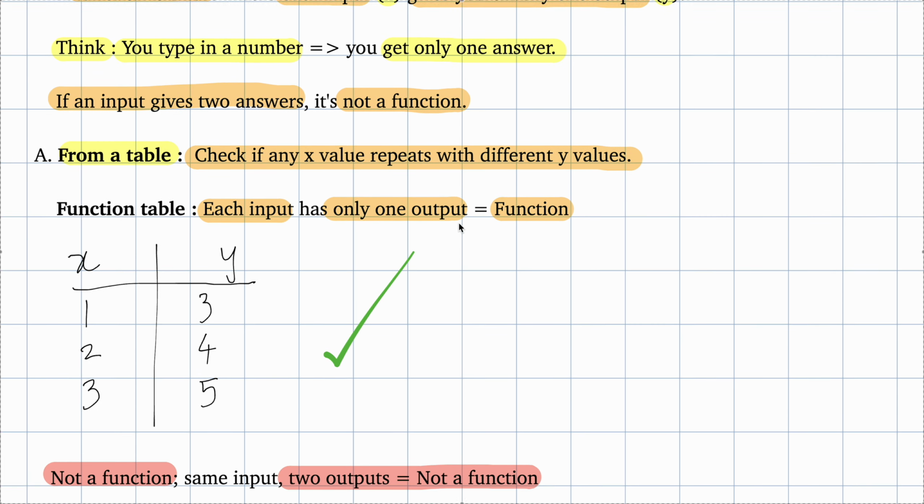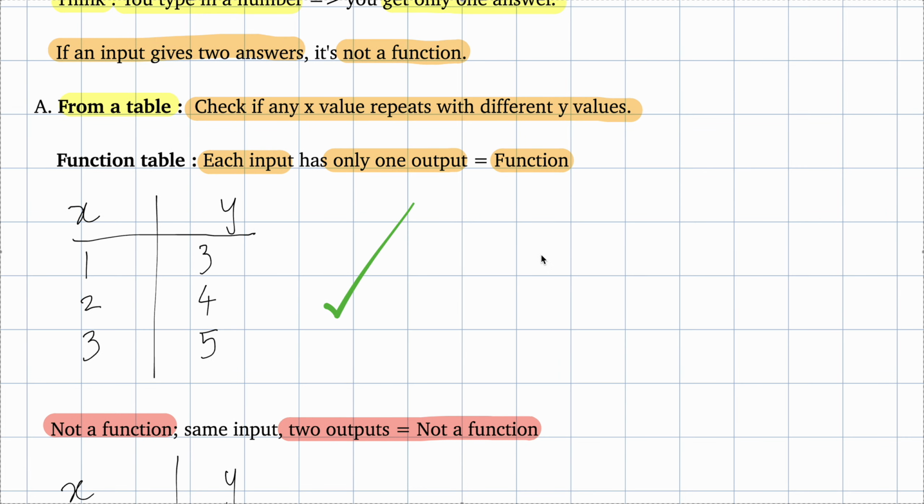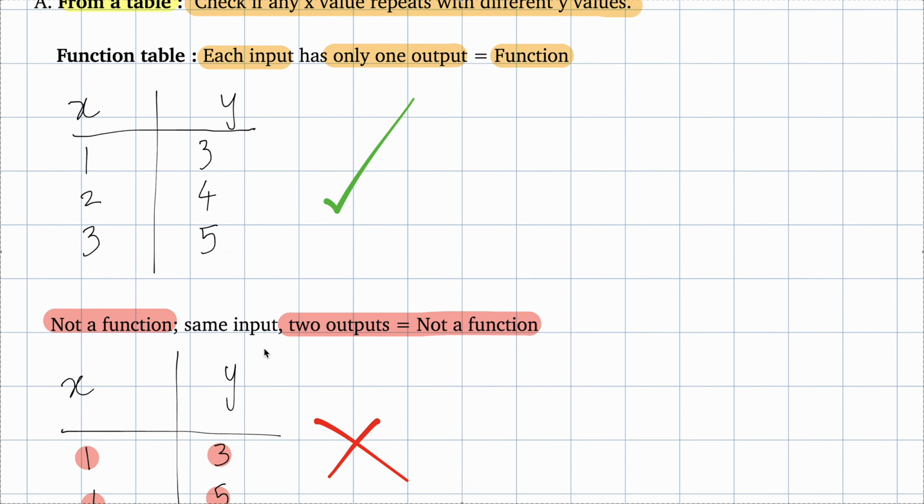Let's look at this from a table. Here, we check if any x value repeats with different y values. So each input has only one output, and that makes a function. Let's look at this table here. The value of x equals 1 gives the value y equals 3, and x equals 2 gives y equals 4, and x equals 3 gives y equals 5. Each input has only one output, so it's a function.